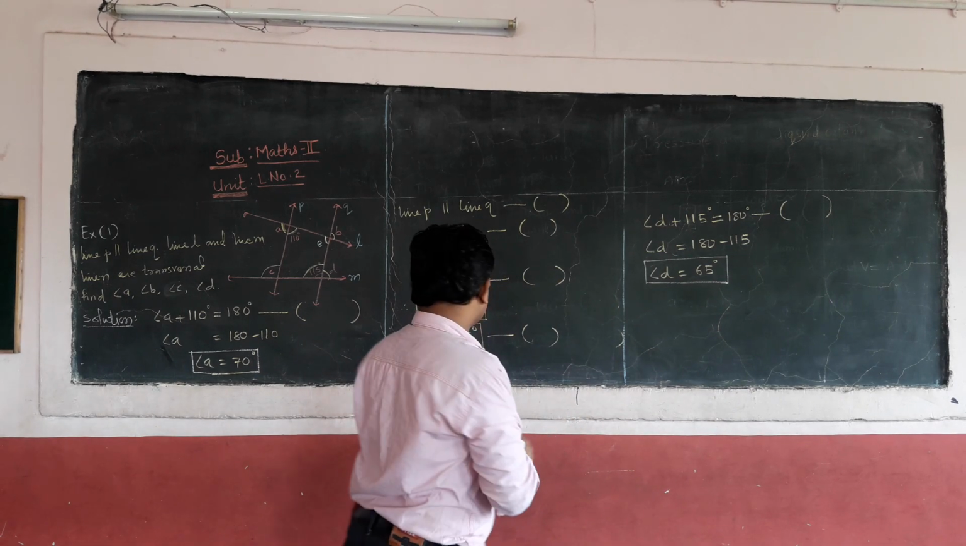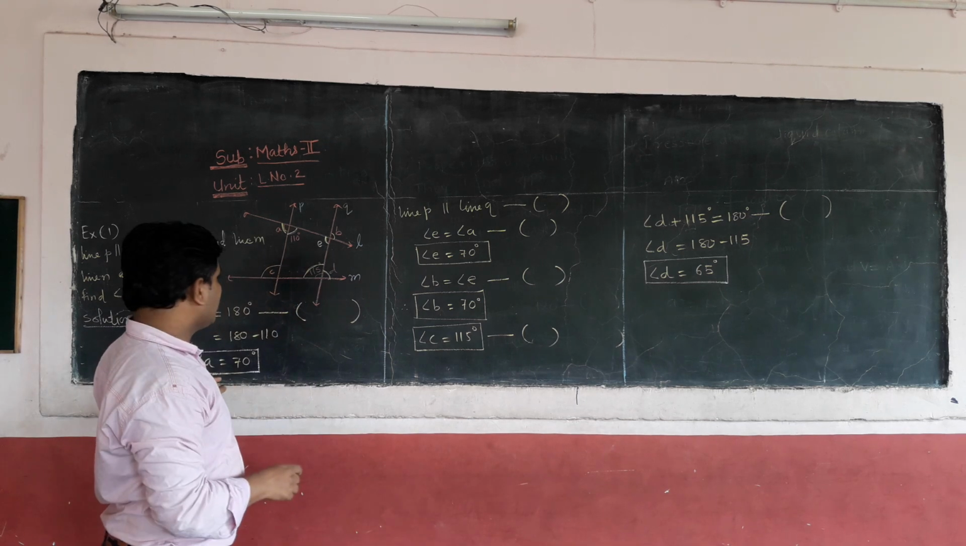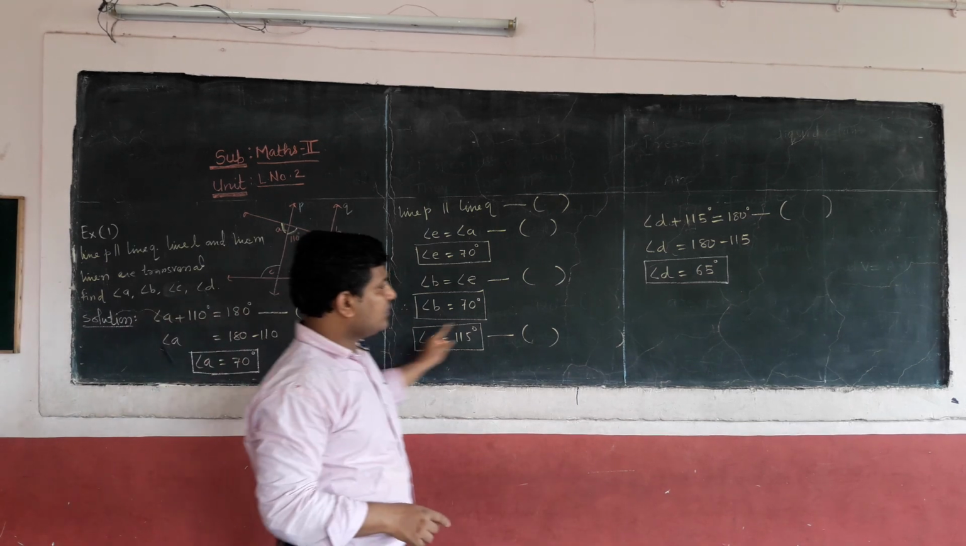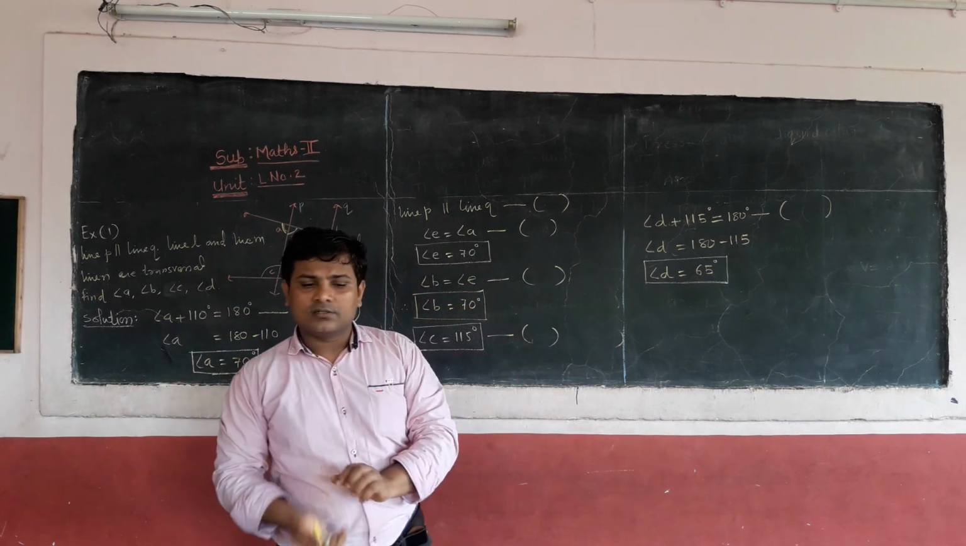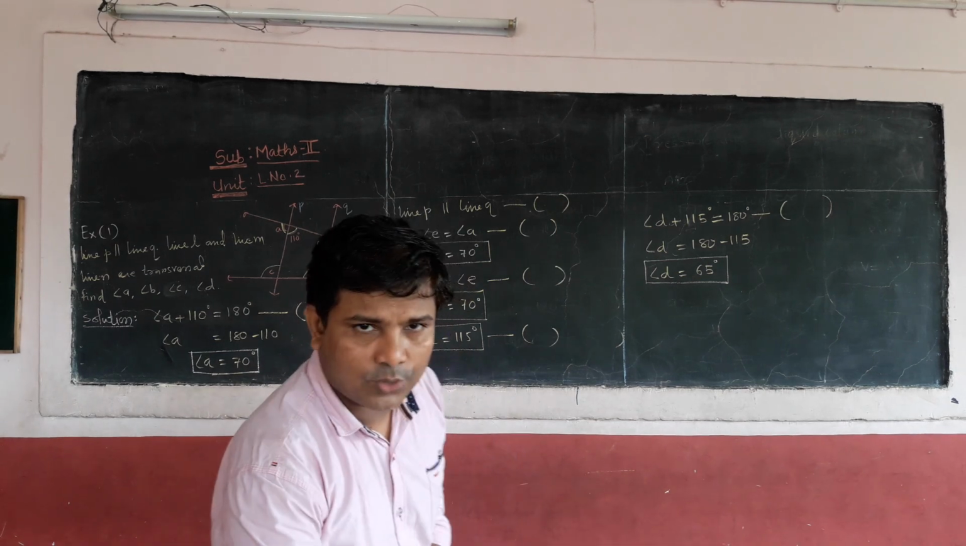So hence we got all the values. We got A, we got B, we got C, and we got D, and hence the required answer. Okay? So please copy down it.